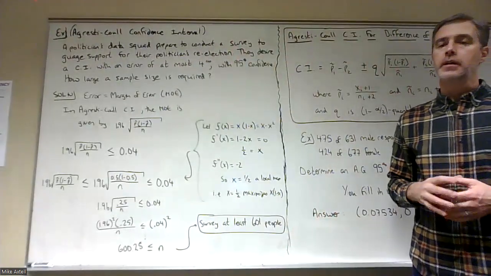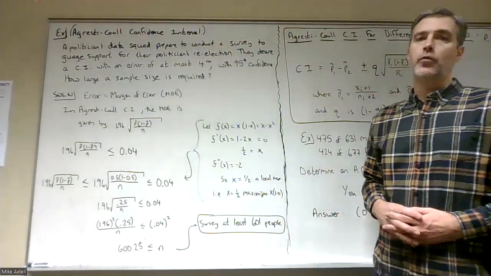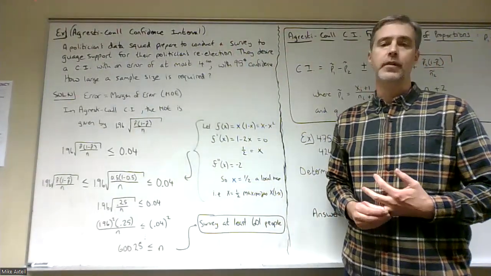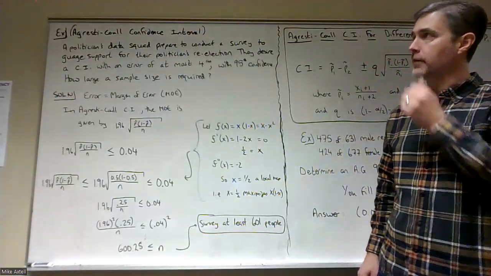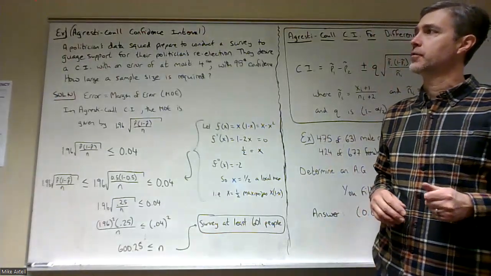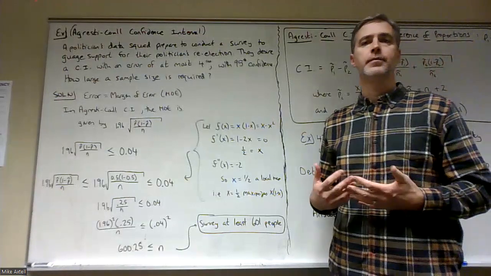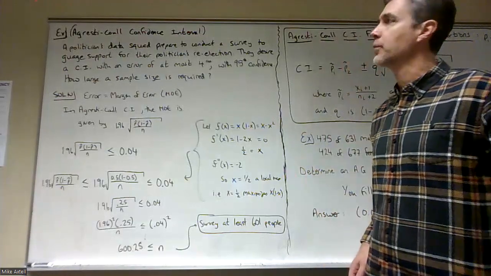All right, so this is the last video for section 7.4. We're talking about Agresti-Coull confidence intervals. So we had the formula for the 95% Agresti-Coull confidence interval, and now we're going to do an example, a somewhat subtle example involving that, right?